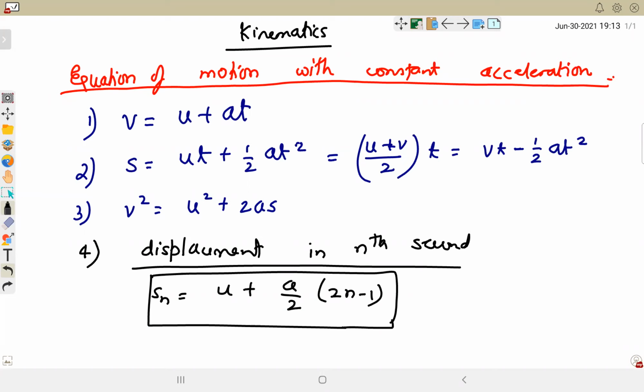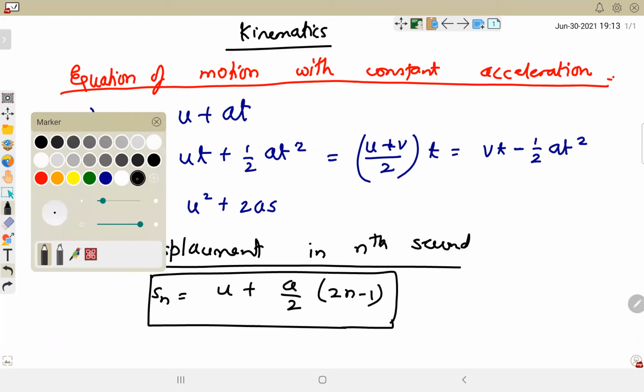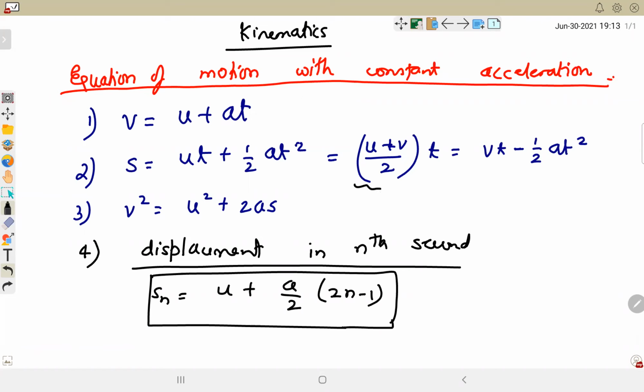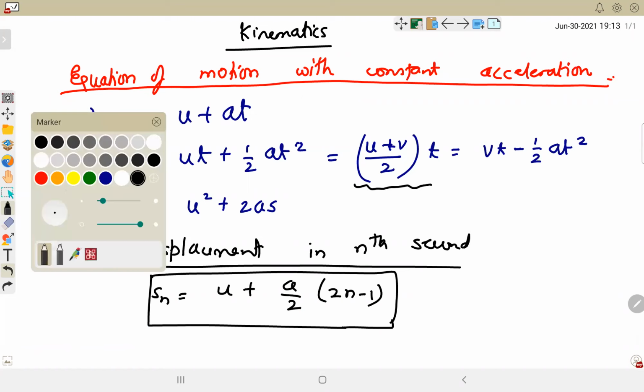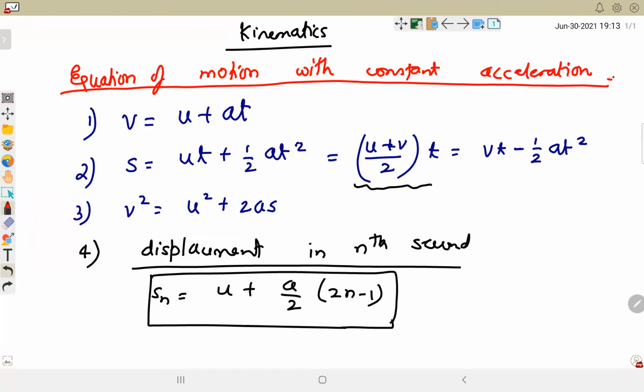Suppose in any journey we don't know the acceleration, but we know initial velocity and final velocity, and we have to find displacement. We can directly use S is equal to u plus v by 2 times t.